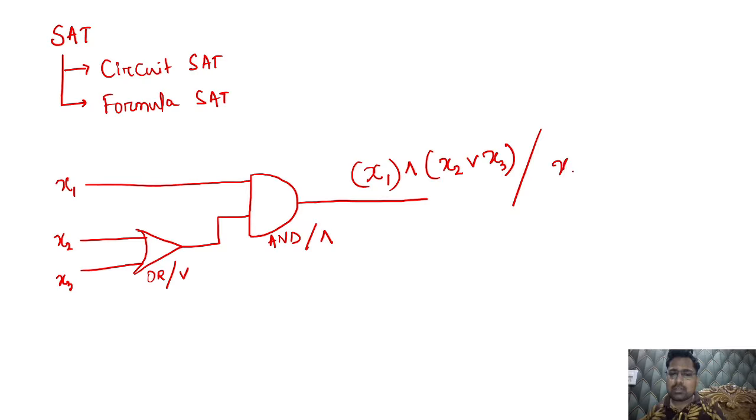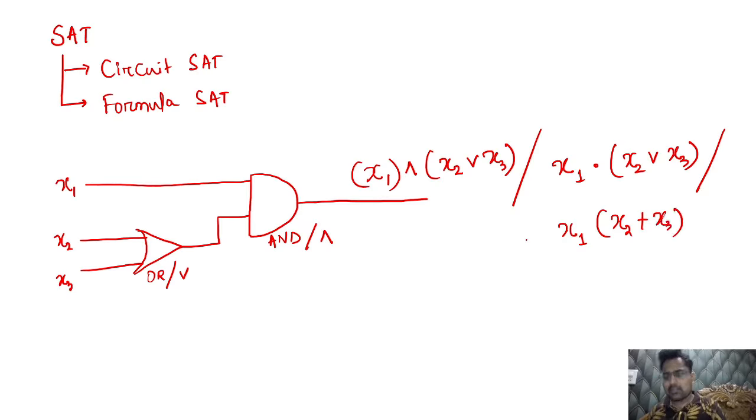Sometimes you can also write x1, x2 or x3, and sometimes we say it is x1, x2 plus x3. These are the output styles, where we just write in this order. Suppose a question is given to you: can you convert circuit SAT to SAT?